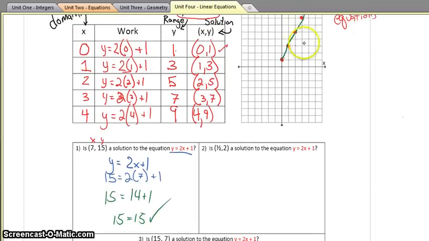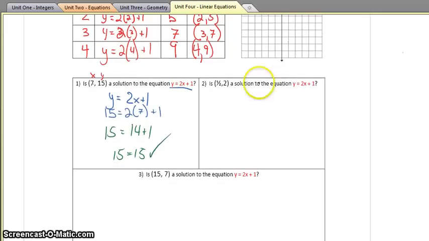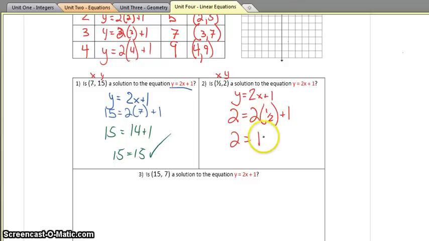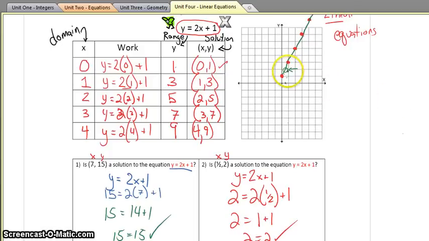Let's check if 1/2 comma 2 is a solution. Well, let's visually check this first. 1/2, that's like here, up 1, up 2. Well, it looks like it's a solution, but we don't know until we really do the algebra. So let's do the same thing we did before. Y equals 2x plus 1. Rewrite the equation. X is 1/2, y is 2. Substitute the numbers we know. Does 2 equal 2 times 1/2 plus 1? 2 equals 2 times 1/2 is 1 plus 1. Yeah, 2 equals 2. Another solution. And again, it looks like it's a solution, but we just want to make sure that it is.